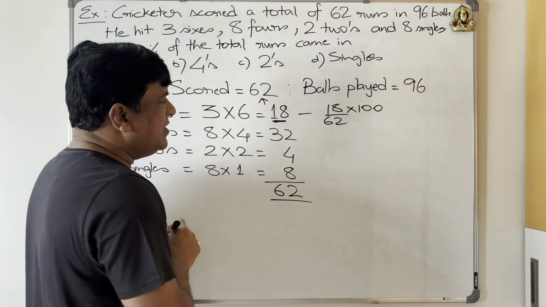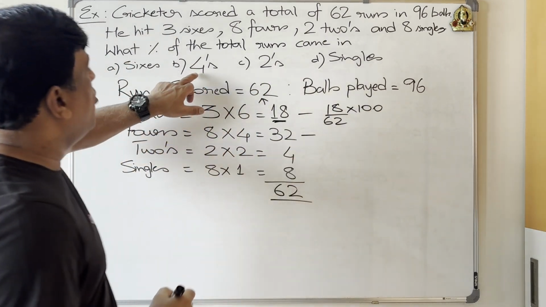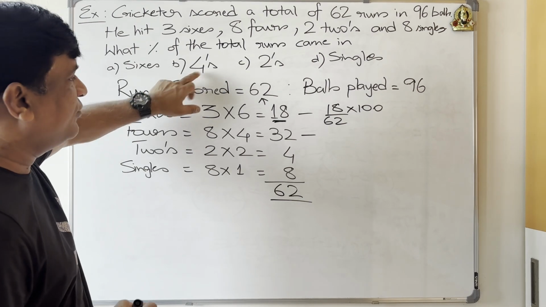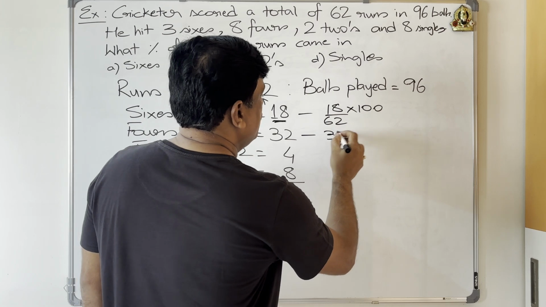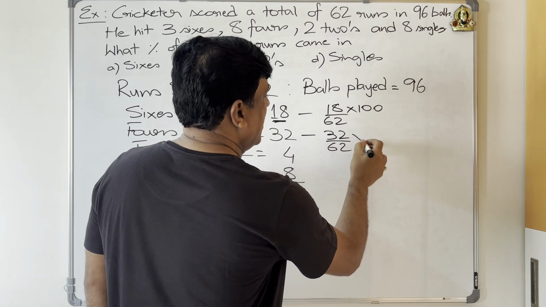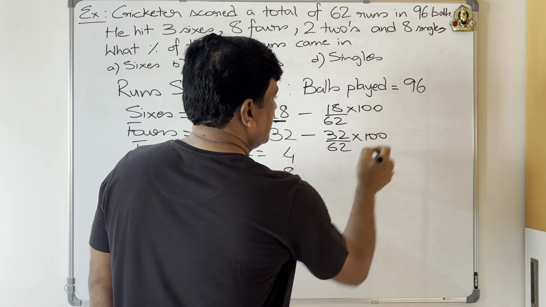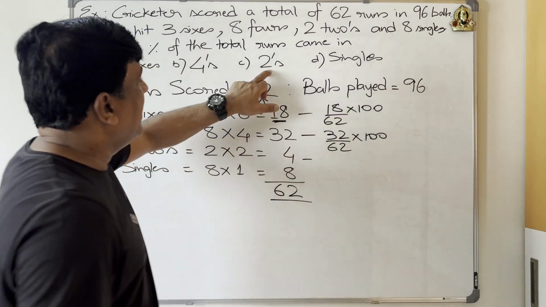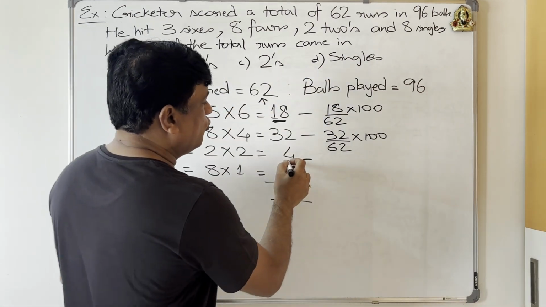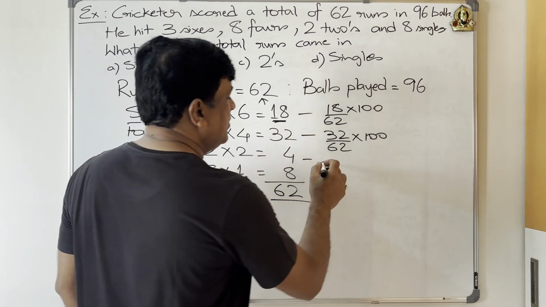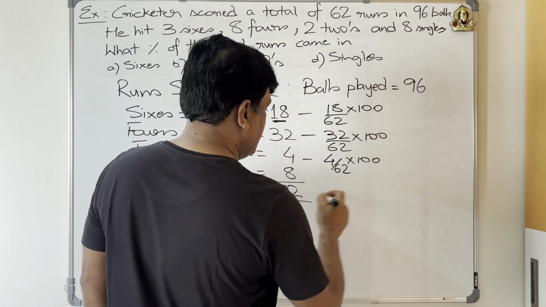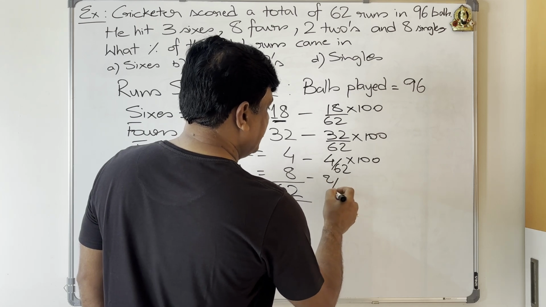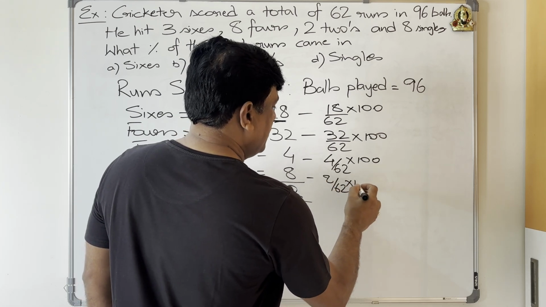Right? That is one. Second one, they asked what percentage came in fours. Total runs scored in fours is 32. 32 by 62 into 100. Right? Similarly, in twos and in singles. So total runs scored in twos is 4. 4 divided by 62 into 100. And this one will be 8 divided by 62 into 100.